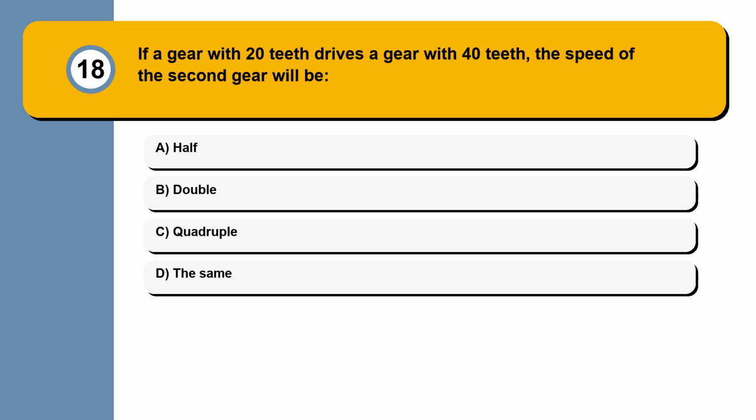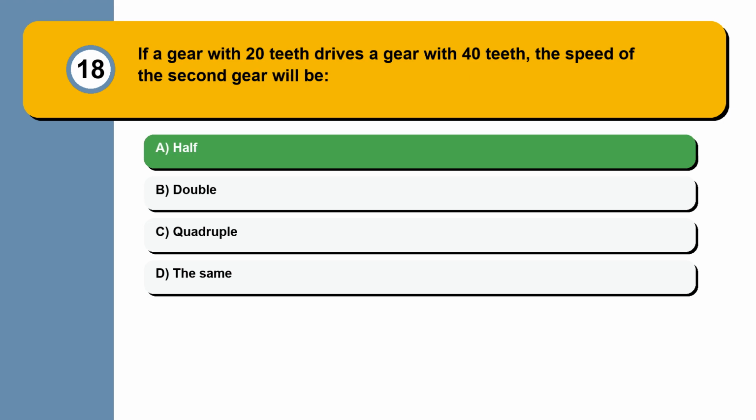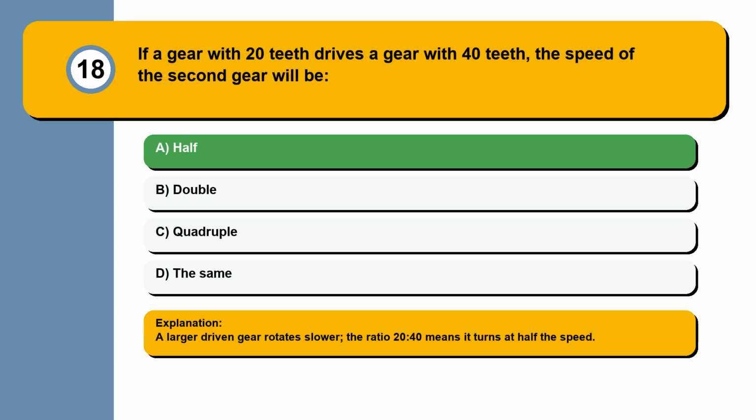Question 18. If a gear with 20 teeth drives a gear with 40 teeth, the speed of the second gear will be half, double, quadruple, the same. A larger driven gear rotates slower. The ratio 20 to 40 means it turns at half the speed.